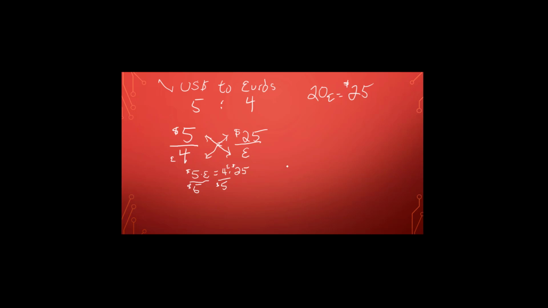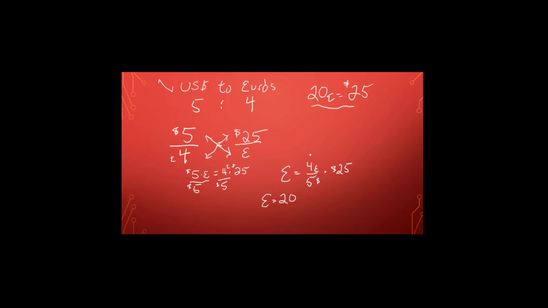And so I get euros equals 4 euros over $5 times $25. Which, of course, if you work it out, you're going to get that 25 divided by 5 is 5. 5 times 4 is 20. So 20 euros is the same as $25.